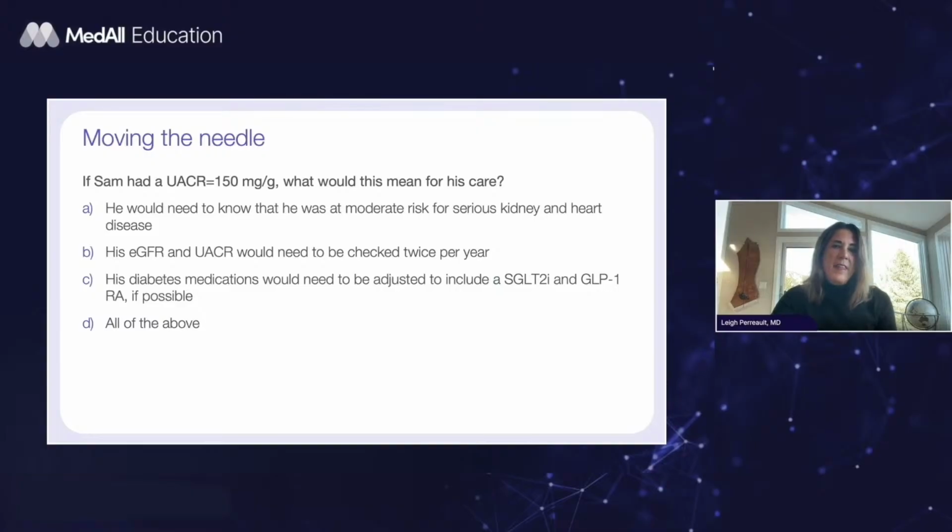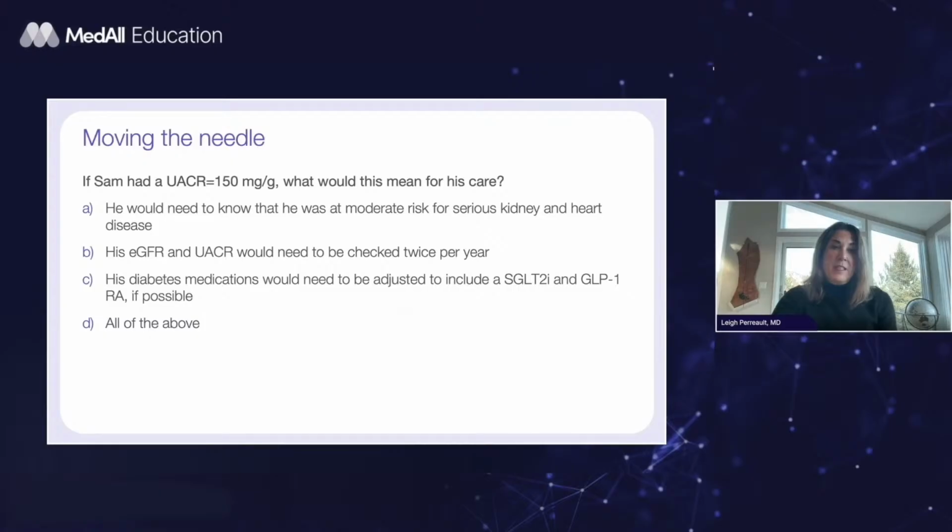So if Sam had that UACR in that sort of intermediate range of 150 milligrams per gram, what would it mean for his care? Would he need to know that he was at moderate risk for serious kidney and heart disease? This gets back to educating the patient about why we measure it and what we might do about it.